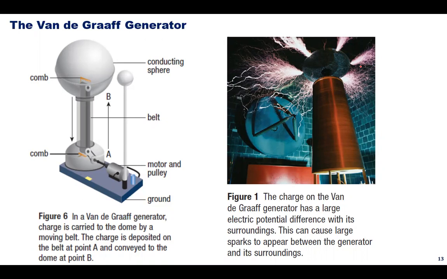As the generator continues to run, the amount of charge on the sphere builds. When the charge reaches high enough levels, the electrons jump from the sphere through the air to another conductor brought close to the sphere, producing the artificial lightning seen here in figure 1.